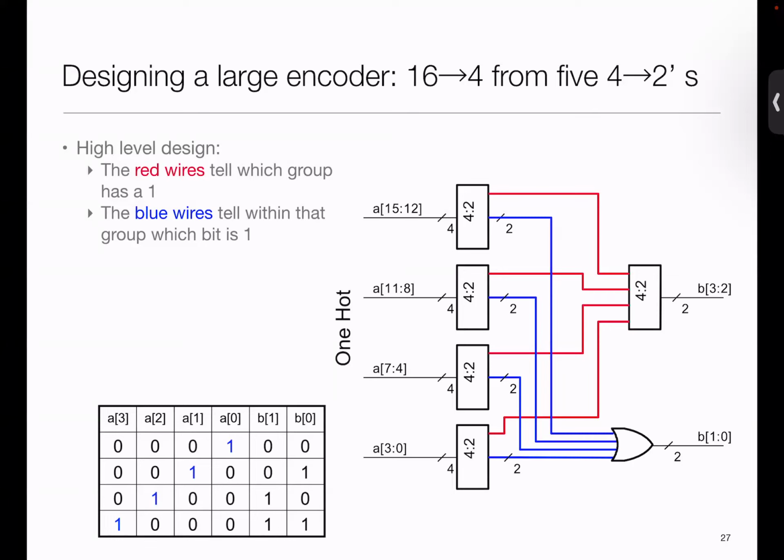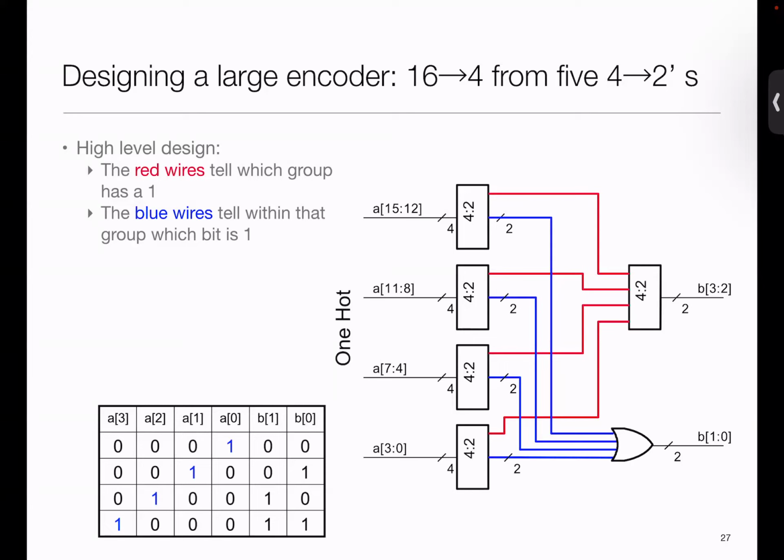So this circuit that we have helps us create this larger design. So like from 4 to 2 to 16 to 4. So how does it work?